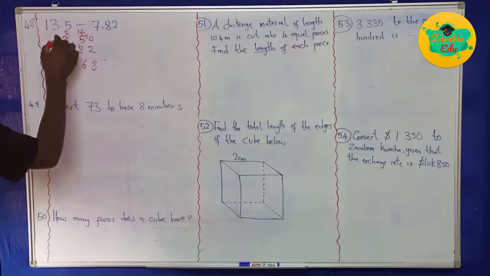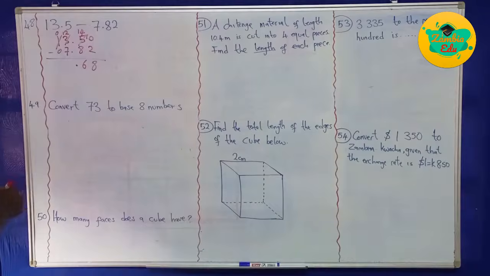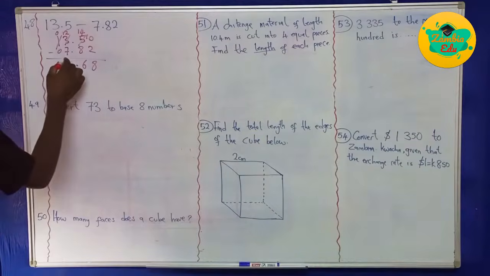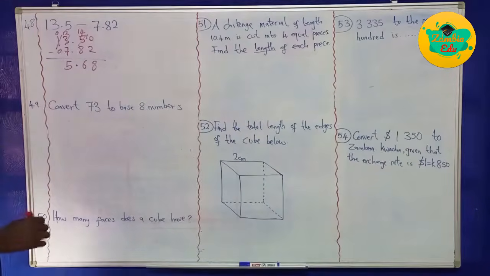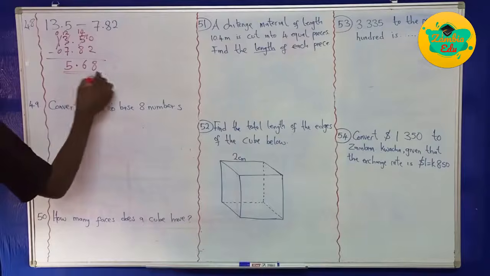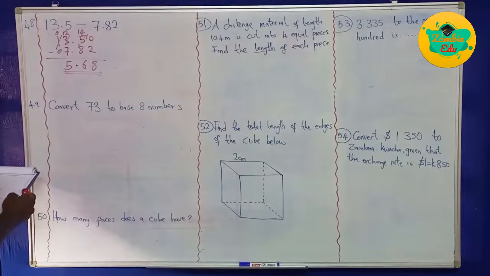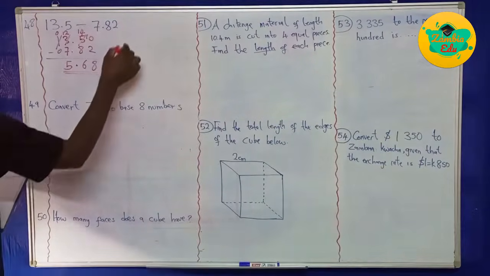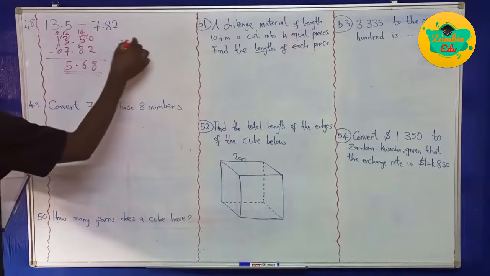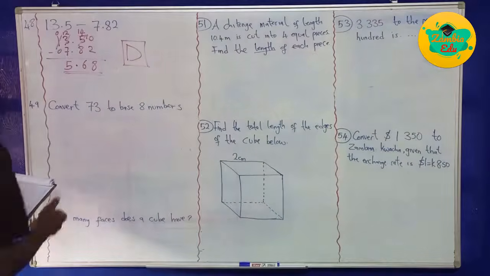2 take away 7, it can't. Borrow from 1, remains a 0. The 2 becomes a 12. 12 take away 7, you have 5. And therefore, our answer is 5.68. And 5.68 came as the answer on D.